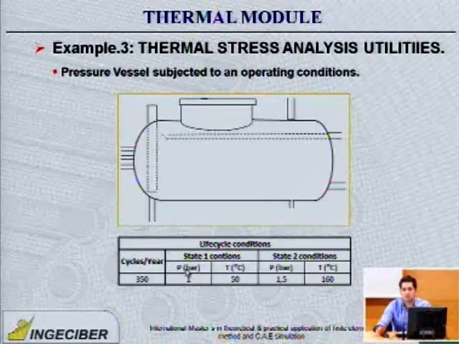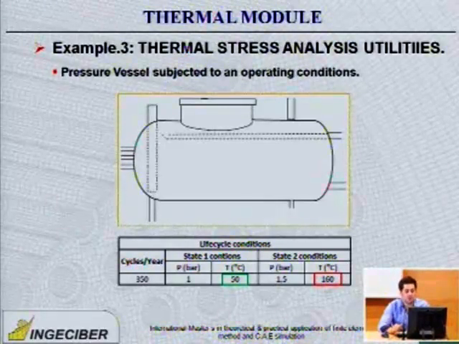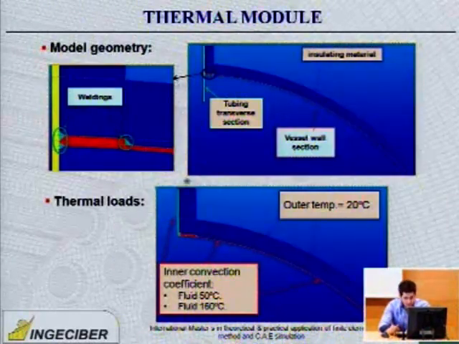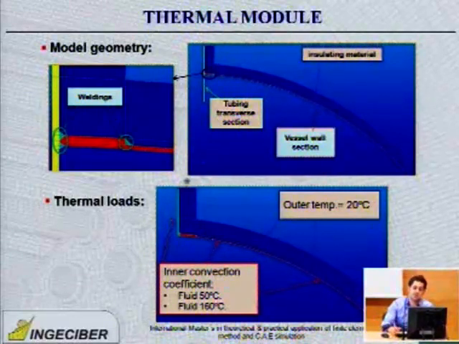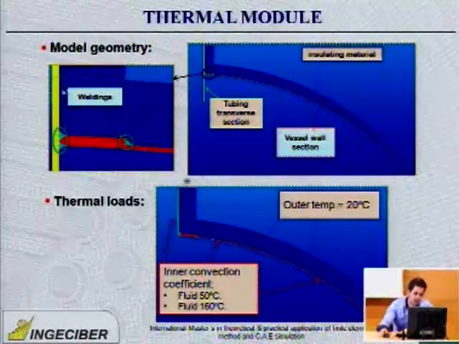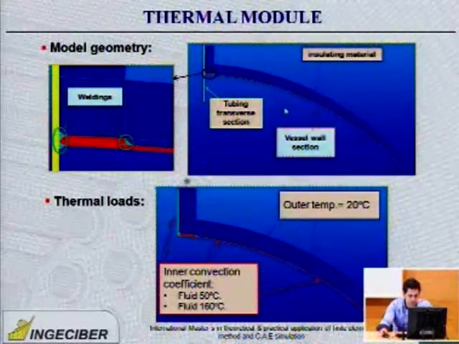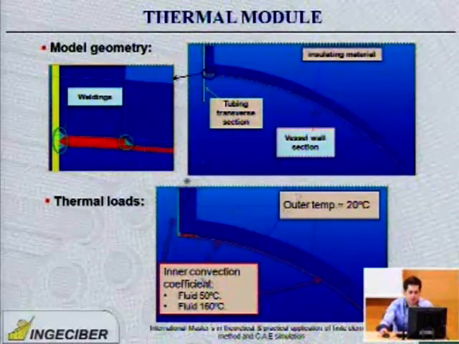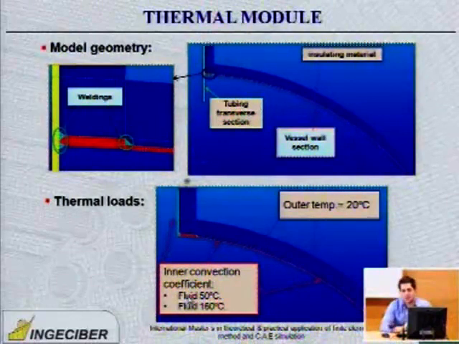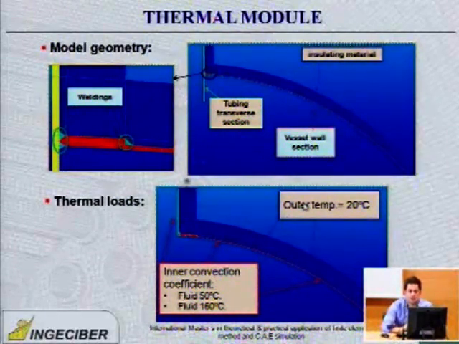With these conditions, we are going to develop a thermal analysis. For state 1, we are going to take into account that the fluid has a temperature of 50 degrees. And for state 2, the temperature of the fluid rises to 160 degrees. The geometry has been simplified to this axisymmetric model placed on the XZ plane, as we can see in this image. The welded joints have been simulated using triangles, and the thermal loads applied are an inner convection coefficient, one when the fluid has a temperature of 50 degrees, and a second one when the fluid has a temperature of 160 degrees. For each thermal load, we also introduce the same outer temperature of 20 degrees.